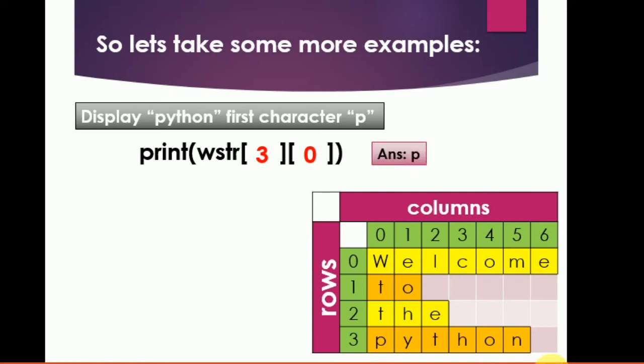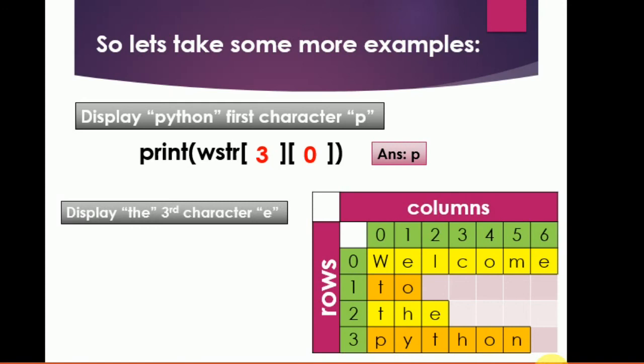Again, if I take one more, to display E, in which row is it? Row number 2 and column number 2. So it's going to be written 2 by 2. This method you need to follow when you work in Python. I'm going to show you now practically.